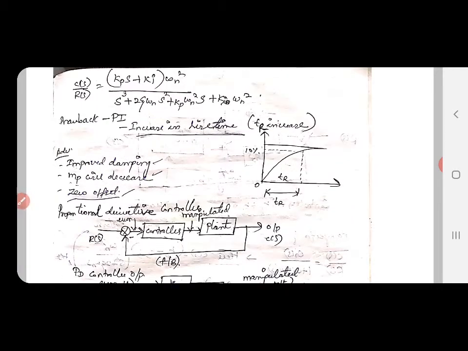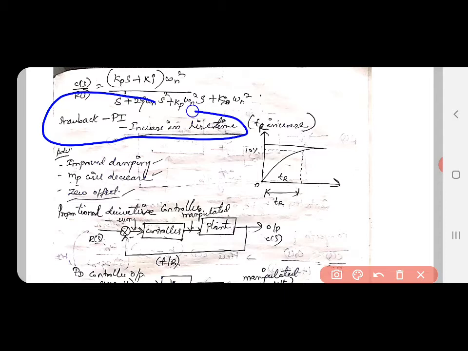Then we take the C(s) by R(s) value, which is (KP s plus KI) into omega n squared by s squared plus 2 eta omega n s plus KP omega n squared s plus KI omega n squared. A drawback of the proportional integral controller is that there will be an increase in rise time. Rise time will be increasing.